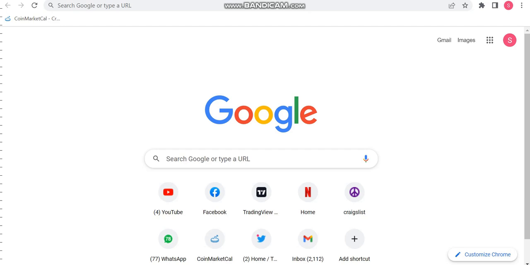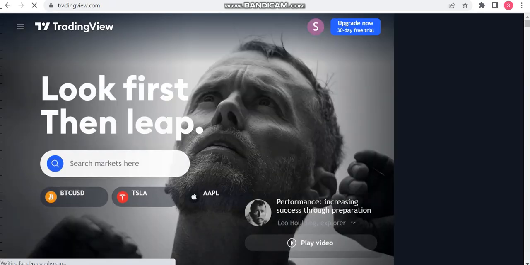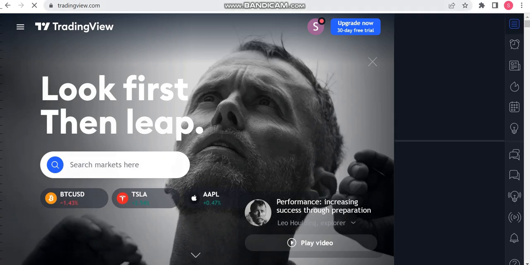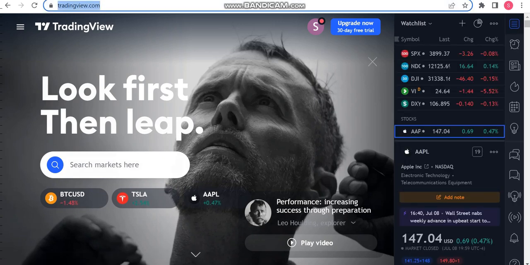So I personally use TradingView for technical analysis. You could just Google TradingView, or this is the website right here, tradingview.com. It's a very useful website. It has all the necessary tools that you need in order to analyze any financial market. For today's video, I'm going to be using the chart of Bitcoin. So let's get started.